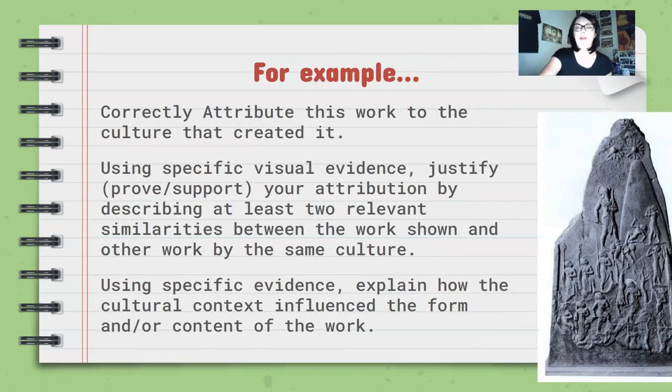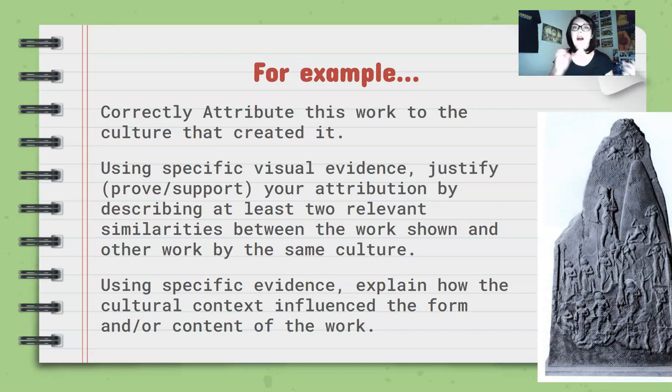So for example, I'm using the Victory Stela of Naram Sin from Mesopotamia, which is not on the 250, all right? But it will ask you, it's usually going to be an unknown. So it's not going to be one from the 250. It's going to be one that you should recognize as being like one from the 250. And it will usually tell you to compare it to one from the 250. So for example, correctly attribute this work to the culture that created it.